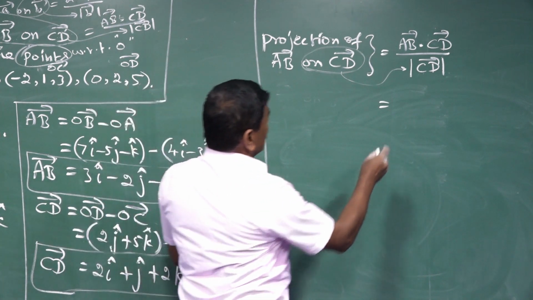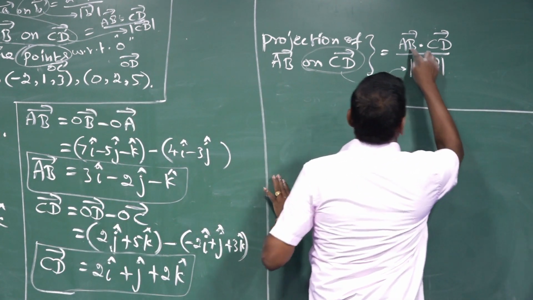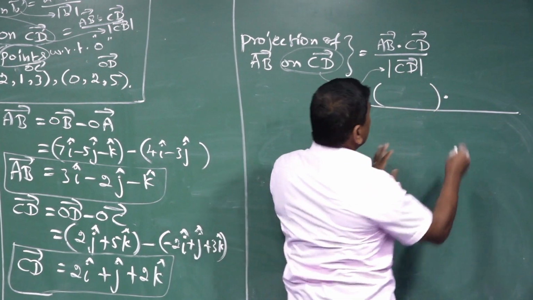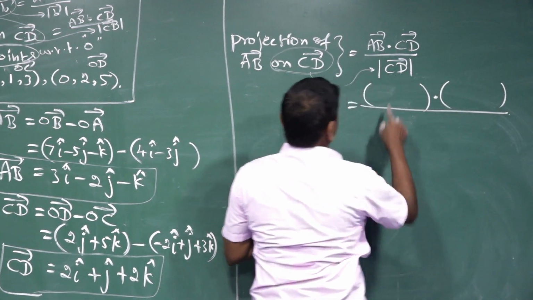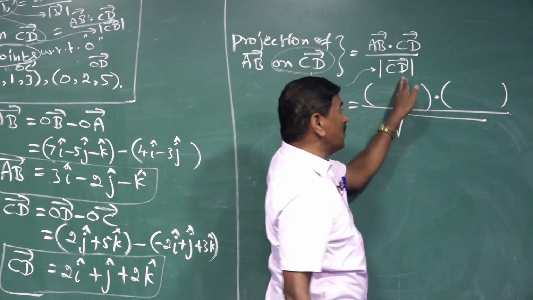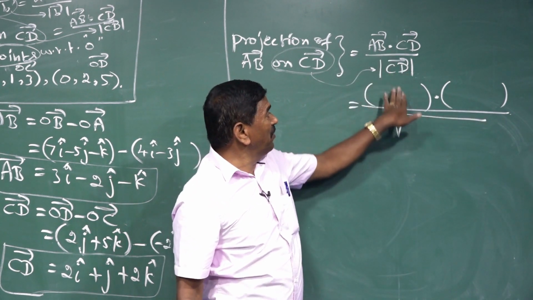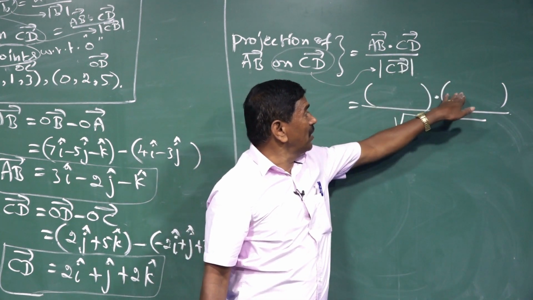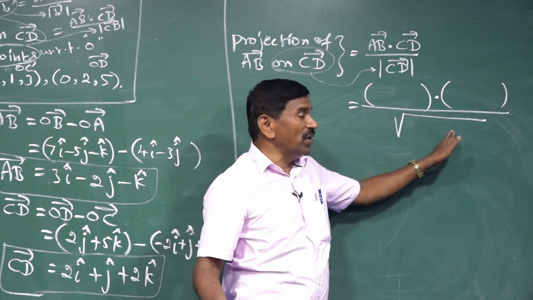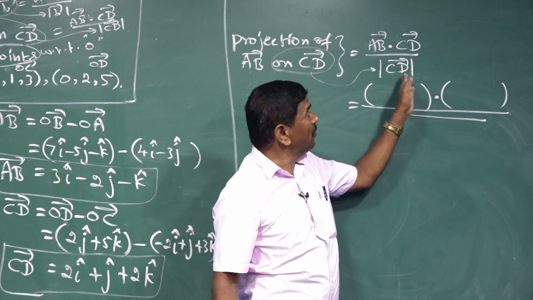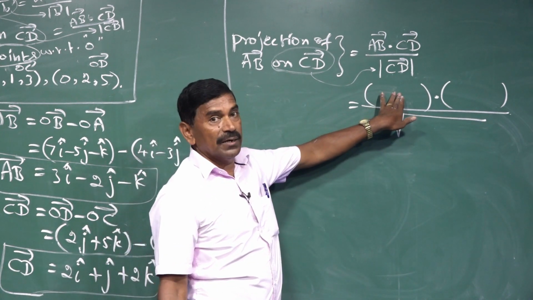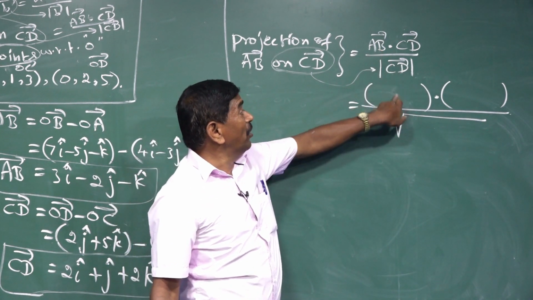Listen. AB vector dot CD vector divided by modulus CD vector, where modulus is the square root of the sum of the squares of the i, j, k coefficients of CD vector. Okay, now just a substitution. What is the first bracket? AB vector.